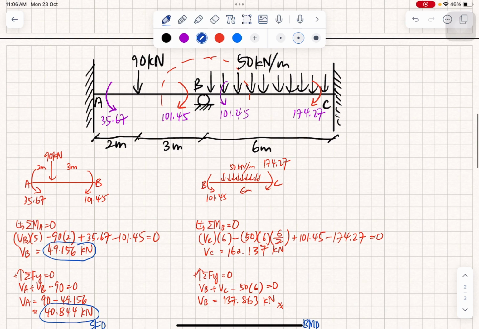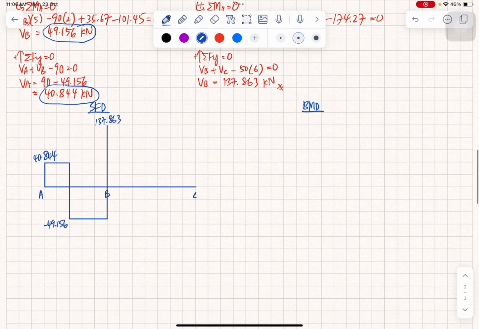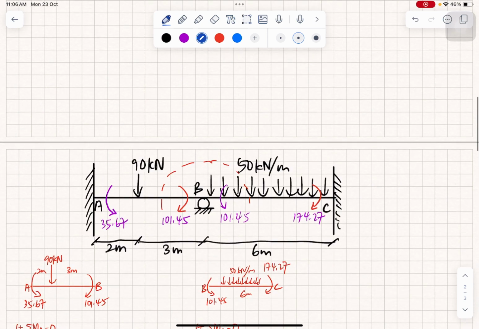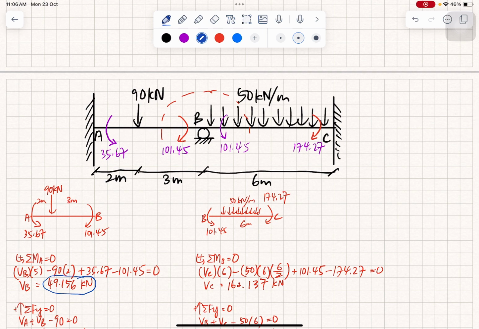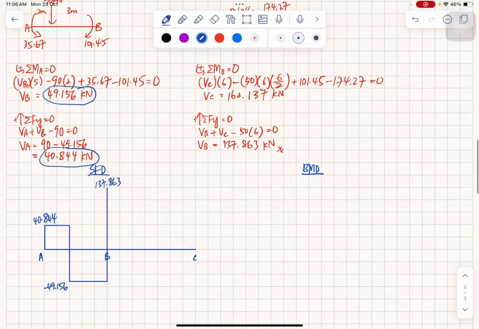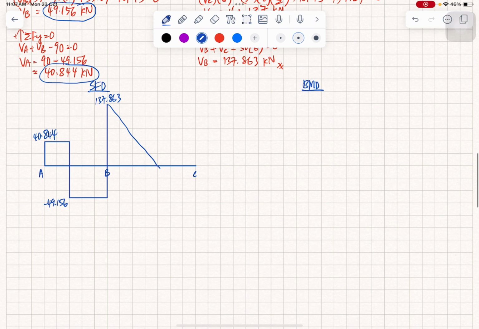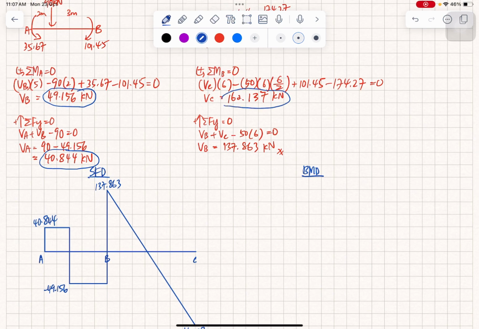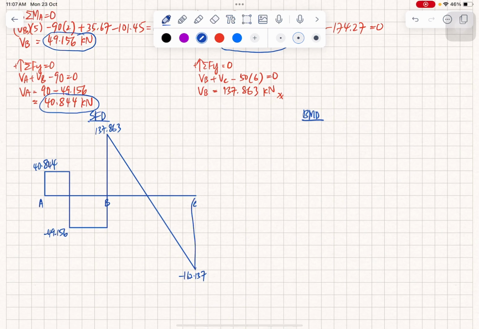Starting from point B, we have a UDL. UDL means you have a linear line. So move minus 50 times 6, which is minus 300, so you'll go to negative 162.137. And lastly, point C goes upwards by 162.137, so you get back to 0.